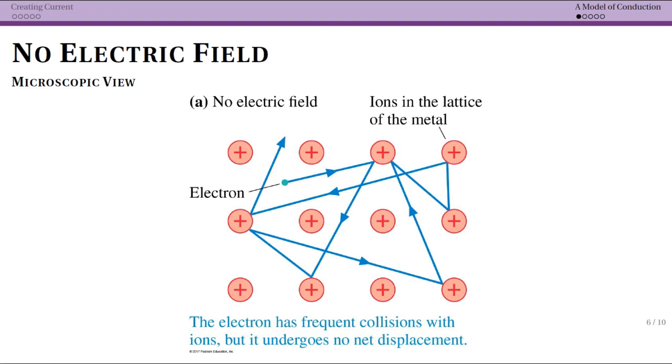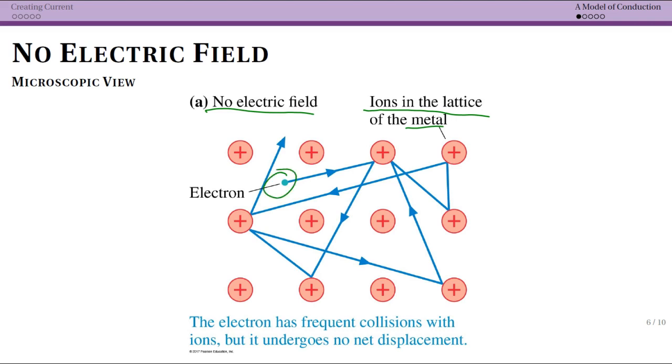So let's think about what's happening microscopically. First, let's start with no electric field. So this is just a normal chunk of metal. We again think about the ions in the metal being fairly stationary. They're not allowed to move. But we have this sea of electrons that are allowed to bounce around.